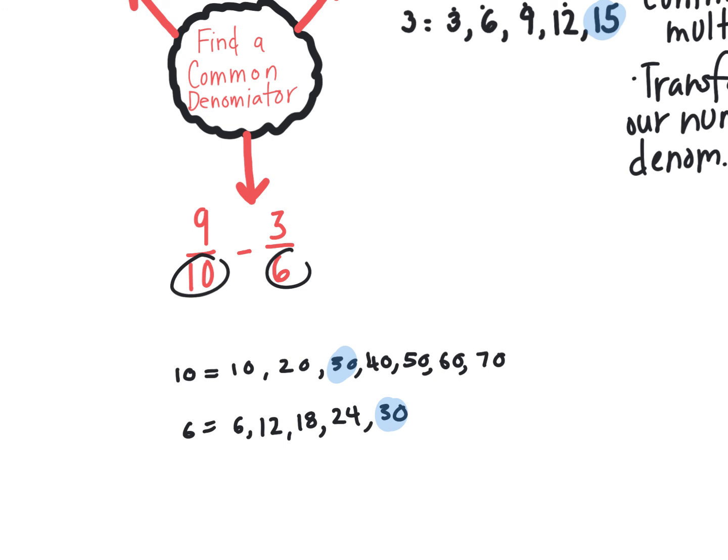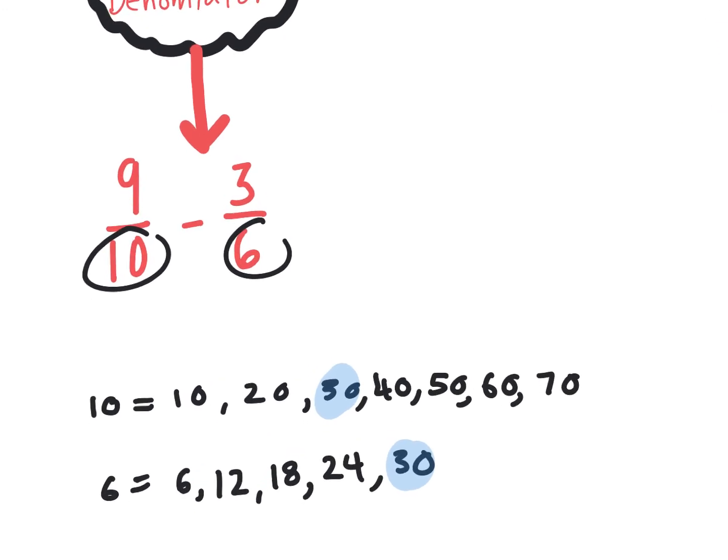So in this case, my 10, I know I need to multiply it by 3, because of 1, 2, 3. Okay, so I'm going to do times 3 here and times 3 here on the top. Okay, for my 6, I have to multiply it 1, 2, 3, 4 times 5. So I'm going to multiply top and bottom by 5. Let's rewrite this thing. Okay, 10 times 3 is 30. 6 times 5 is 30.